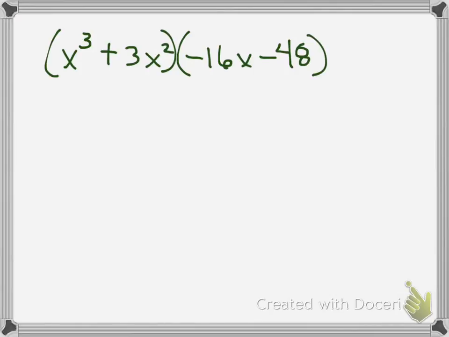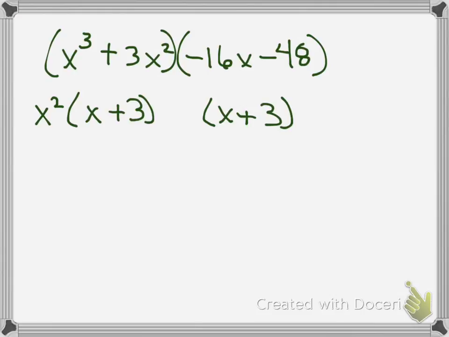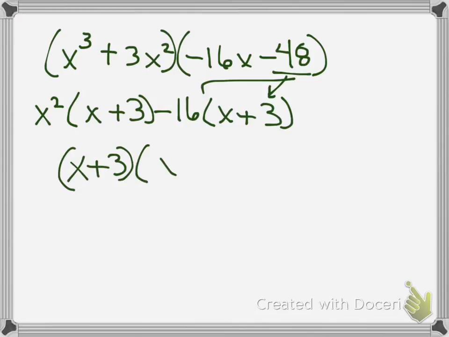Okay, so let's look at another example. Again, here are 4 terms. I'm going to put 2 and 2 together. I'm going to take out an x squared in the first one, and that will leave me with an x plus 3. I'm going to write x plus 3 again, and then negative 48 divided by 3 is going to give me negative 16. So what I took out of this one was negative 16. That left me an x plus 3. Put those 2 together, so x plus 3 and then x squared minus 16.